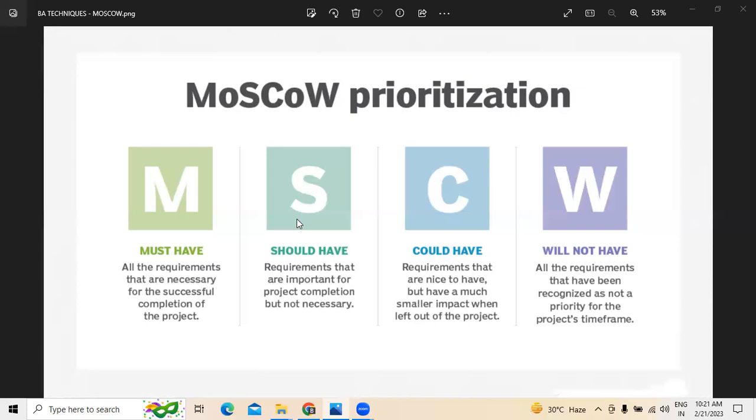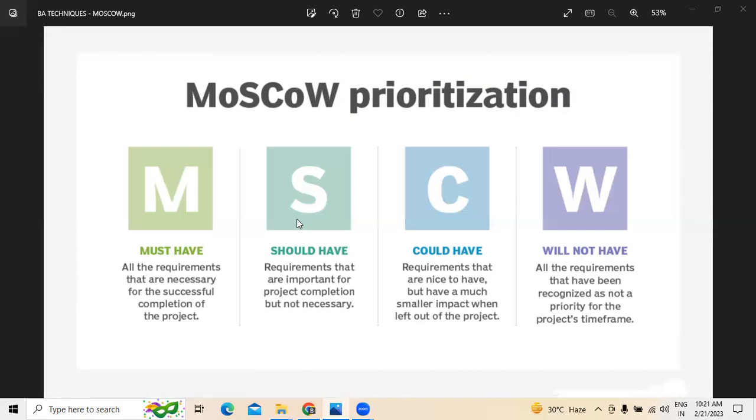Must have is a prioritization category for whichever requirements are necessary for us to complete the project successfully. Whereas when you talk about should have, these are requirements which are important for the project. But usually, to complete the project, these are not strictly necessary for us to include.